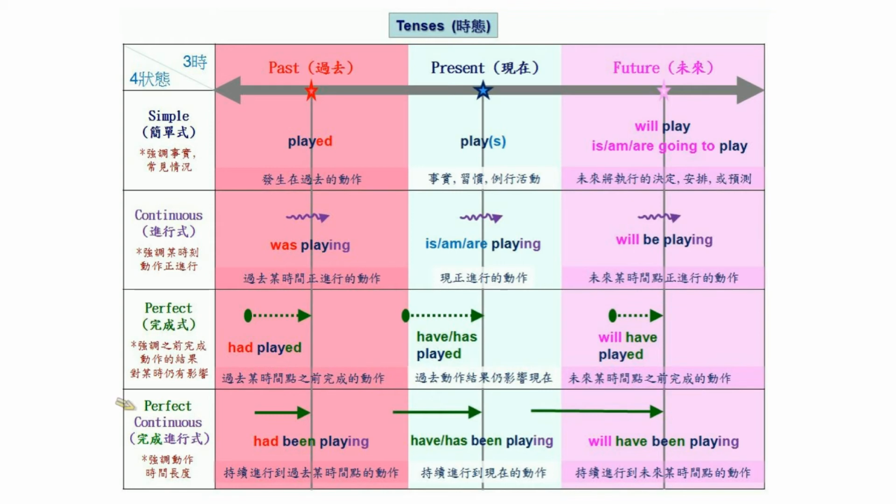So we're going to the last column, which is perfect continuous. So basically the main goal of those is to summarize time spent doing something, if it's either in the present, past, or future.